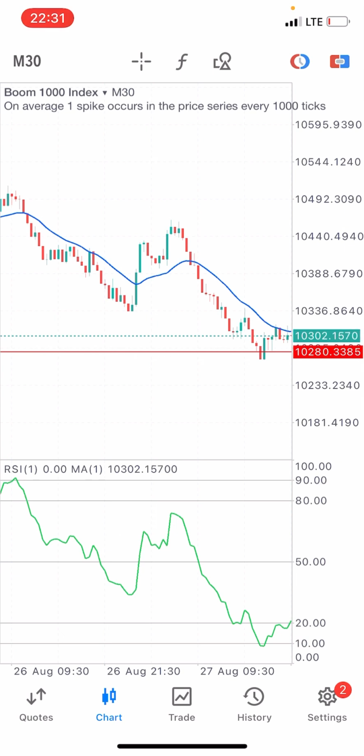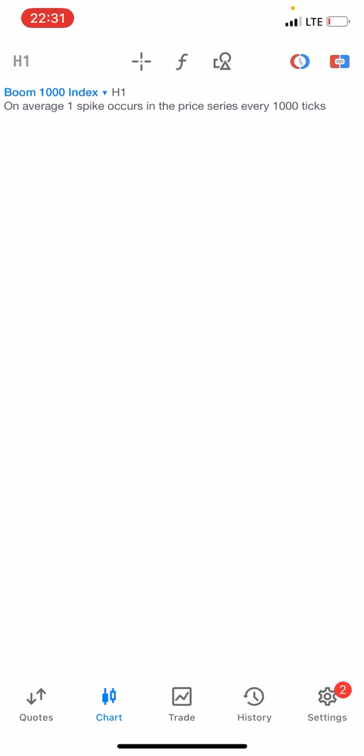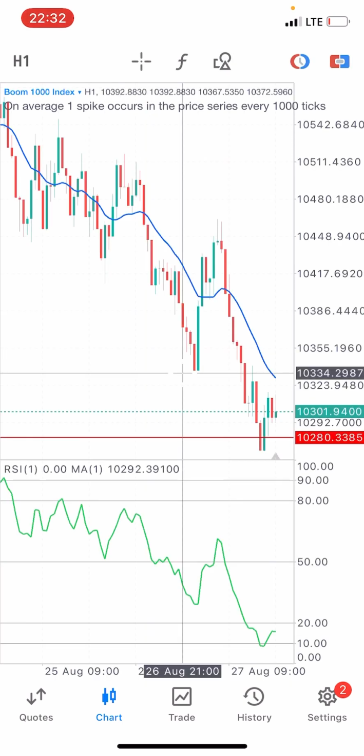So this is the Boom 1000. Right now we have the Boom 1000, and on the 30 minutes time frame, it's showing us that it's a downtrend. And one thing that I noticed when I open this chart is I have a support here.